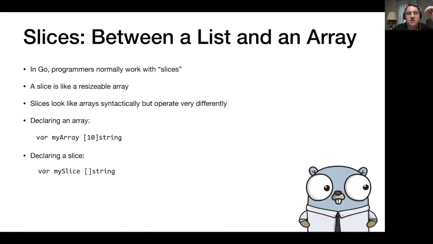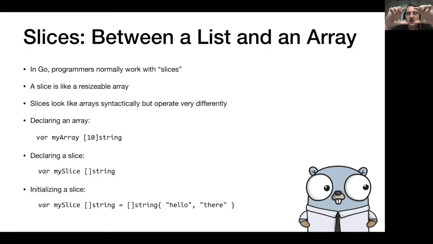Now this will actually give you an empty slice. And then you can also put initializers on slices. So here we have a declaration of a slice, and then we do an initializer. It has open bracket, close bracket to represent that it's a slice, has the name of the type, which is string, and then in the braces it has the initializers for the slice.